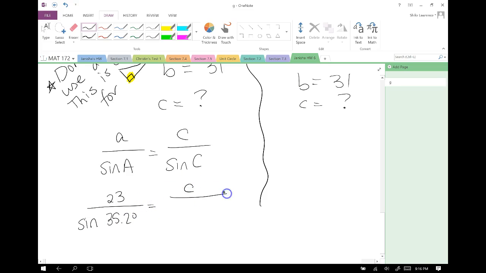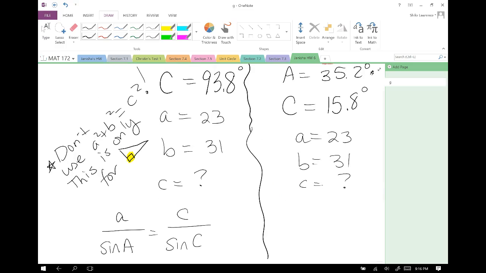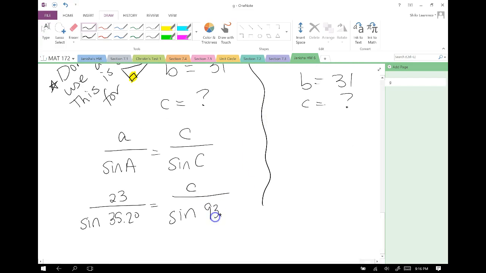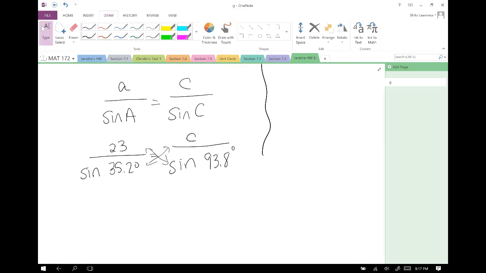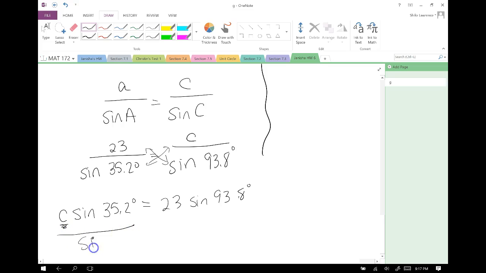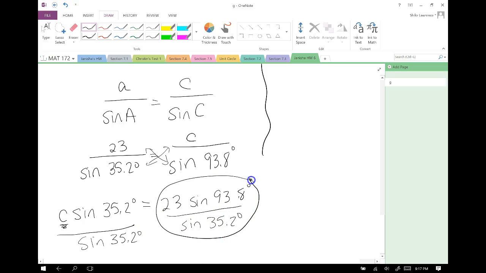We don't know little c, but we did say angle C was 93.8. And we're going to cross multiply. And we get c times the sine of 35.2 equals 23 times the sine of 93.8. And to solve for c, we just have to divide over sine of 35.2. And you can type that whole thing in the calculator at once. Just make sure you close these parentheses after your angles.